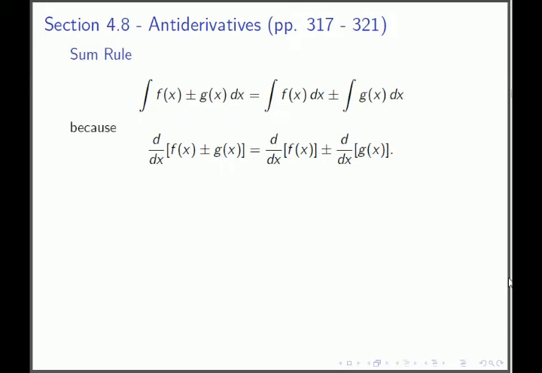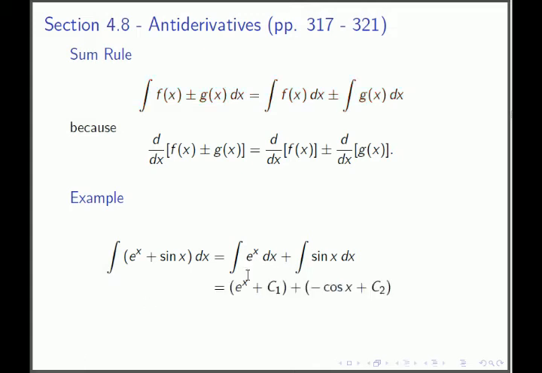Okay, next we have a sum rule, which again works exactly the way it does for derivatives. You can focus on computing an antiderivative term by term. In other words, I can take this function, e to the x plus sine x, and compute this term by term. I can write it as 2 separate integrals, and we've already done both of these integrals. The integral for e to the x is just e to the x plus some constant c, and the integral for sine x is negative cosine x plus another constant.